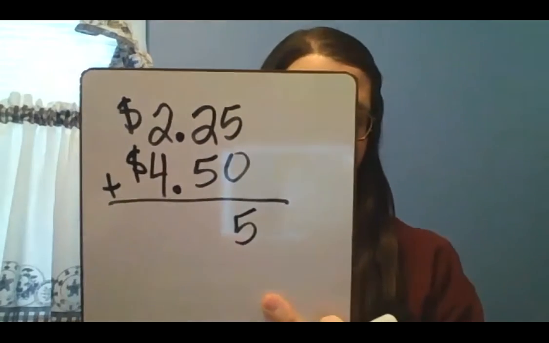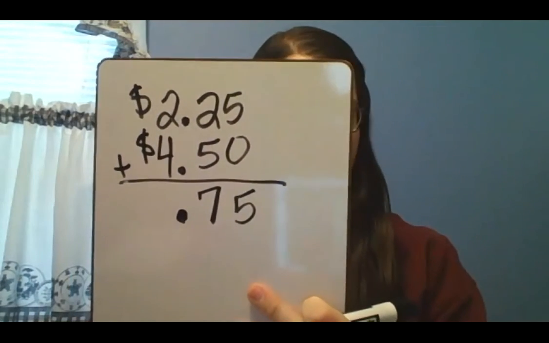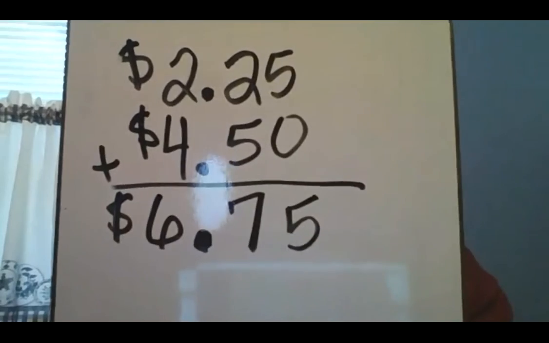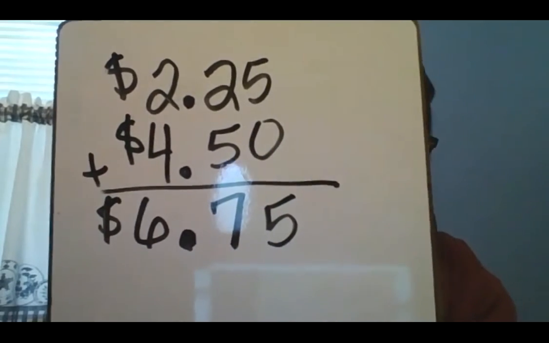So 5 plus 0 is 5. And then you have 2 plus 5, so 5, 6, 7. So 2 plus 5 is 7. And then all I'm going to do is bring down my decimal point. I just brought my decimal point straight down, and then next I'm going to add 2 plus 4. So 4, 5, 6. Okay, so my answer, if we add it together, $2.25 plus $4.50, the answer to that first problem is $6.75.